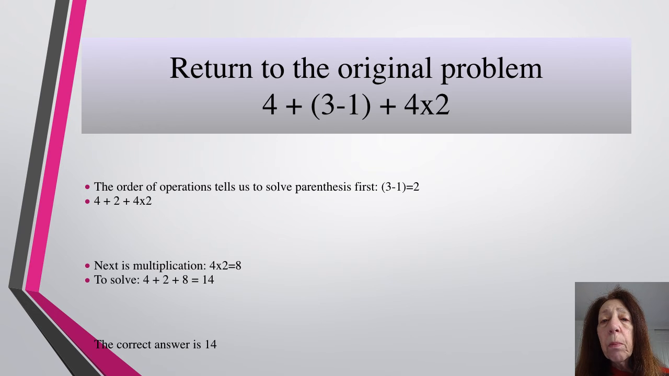But if we keep going, multiplication goes next. 4 times 2 is 8. So we have the 2 from the parentheses. We now have the 8 from the multiplication. 2 plus 8 is 10, plus the 4. Addition or subtraction come last. 2 plus 8 plus 4 gives us the 14.